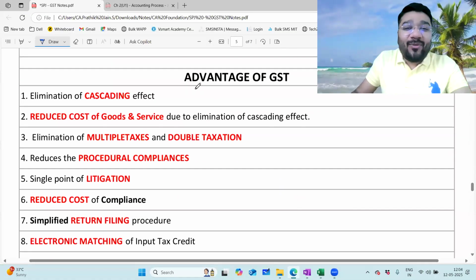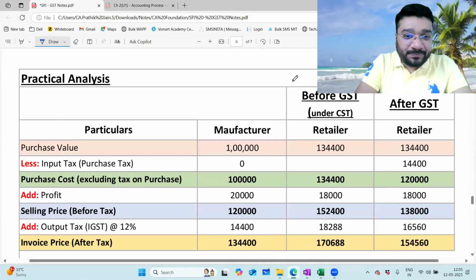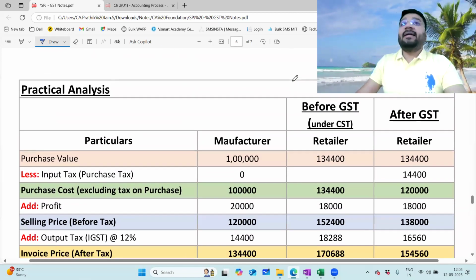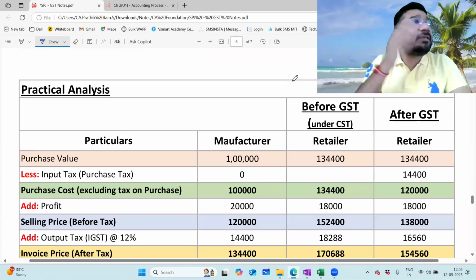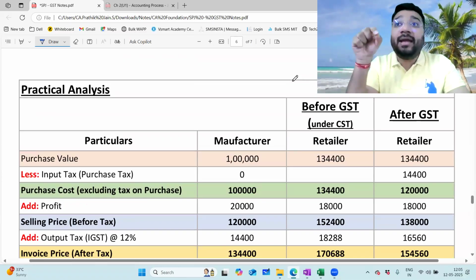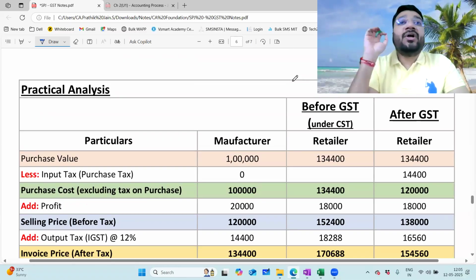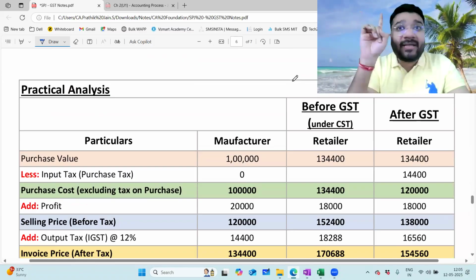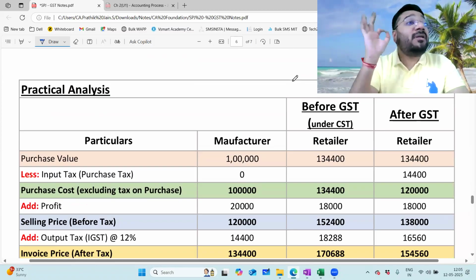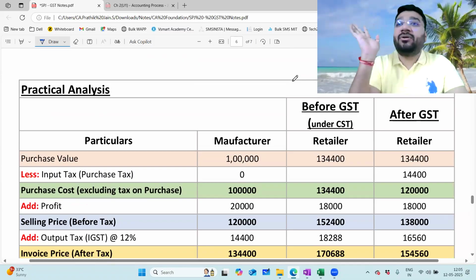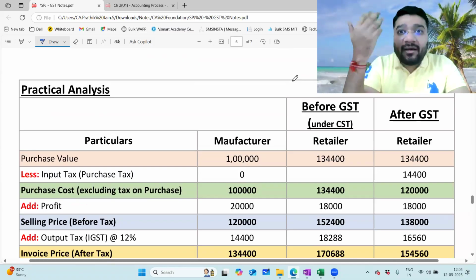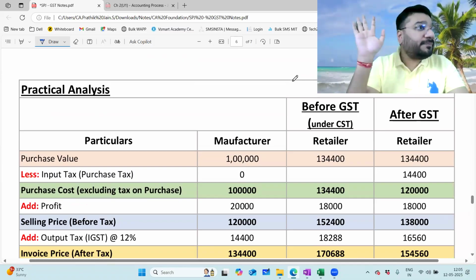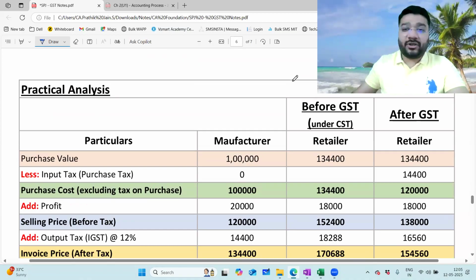Now, the advantage of GST will not be discussed now, after a practical question that we do. The entire accounting understanding will be communicated through this particular question. So please pay not 100% attention, give me your 1000% attention, because if this is not understood in the next 1 hour, the entire grip on the chapter will be lost. So full concentration here.